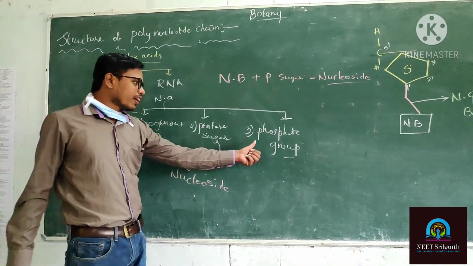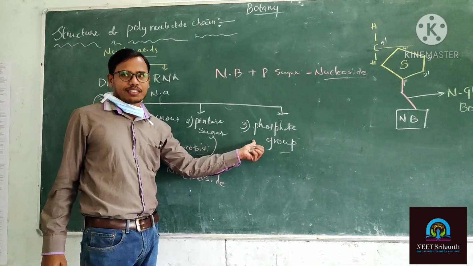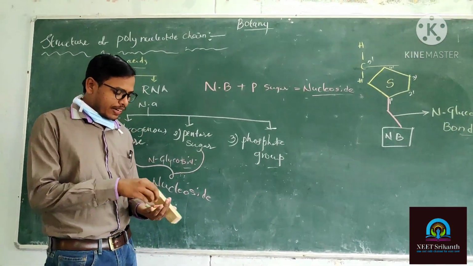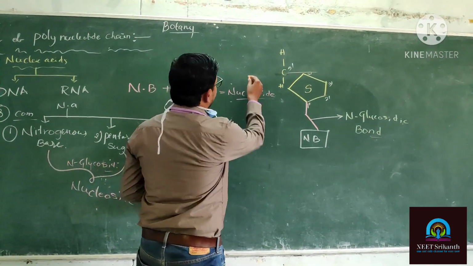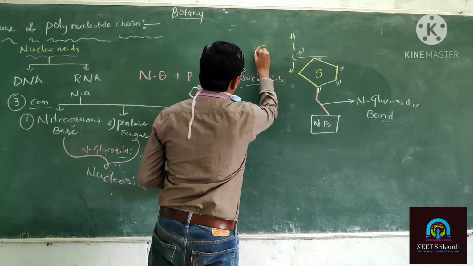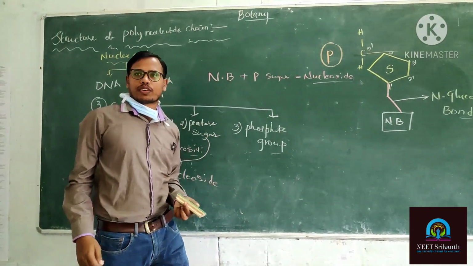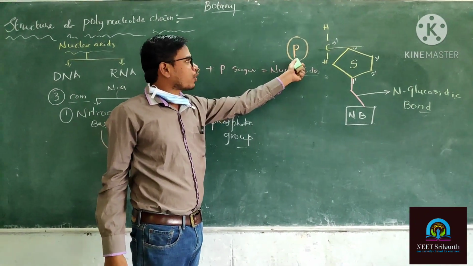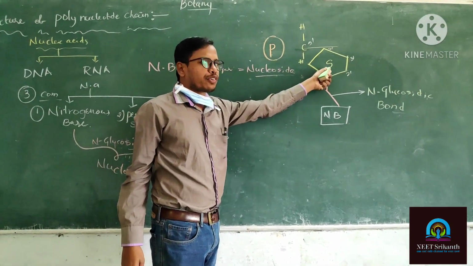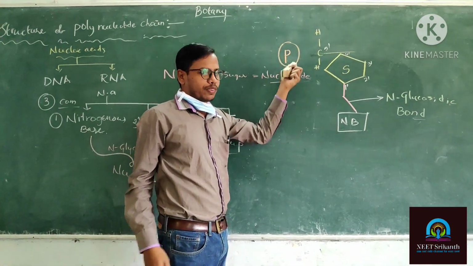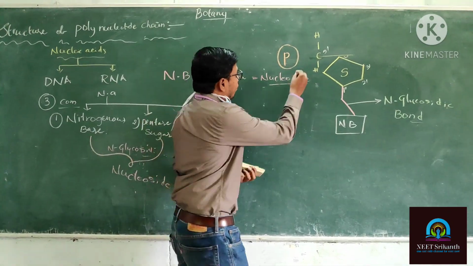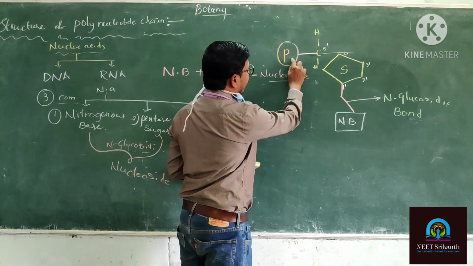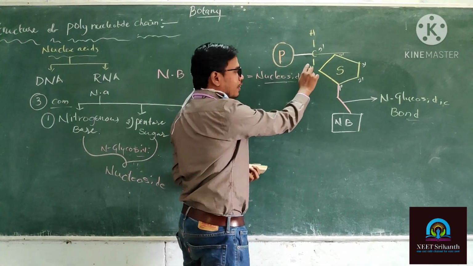Now you can observe the third one. What is the third one? Phosphate group. Here, for example, I am drawing the phosphate group. Now you can observe the phosphate group. The pentose sugar always binds with the phosphate group. The pentose sugar and phosphate are going to bind by a bond.